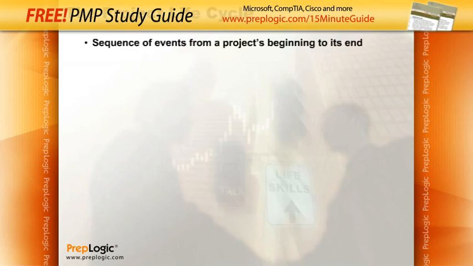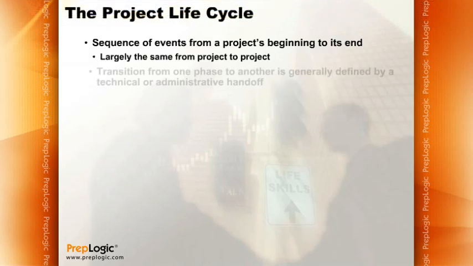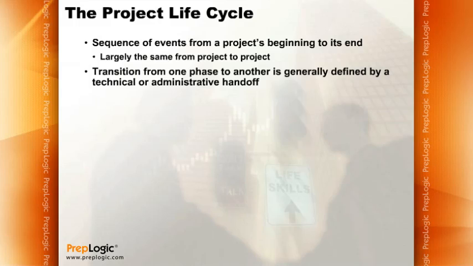PMI defines the sequence of events from a project's beginning until its end as the project life cycle. Every project has a life cycle, and the order or the sequence of events is largely the same. Once again, it's not necessary that every project flow through the exact same number of processes, but the order in which they flow is basically the same. The life cycle can also be defined as the phases of a project from its beginning to its end. The transition from one phase to another, whatever we define a phase as being, we'll get into that a little bit later, is generally defined by some sort of handoff. In many cases, it is a technical or administrative handoff.